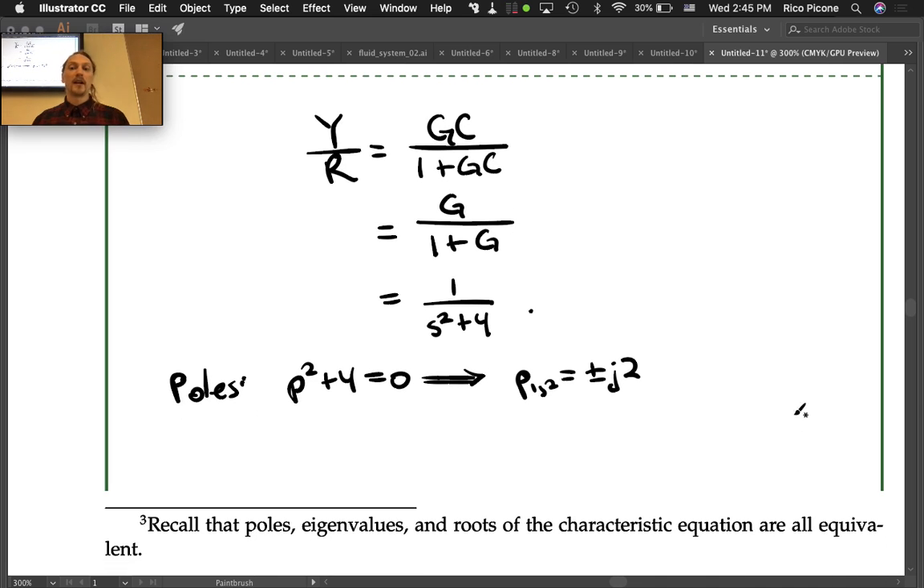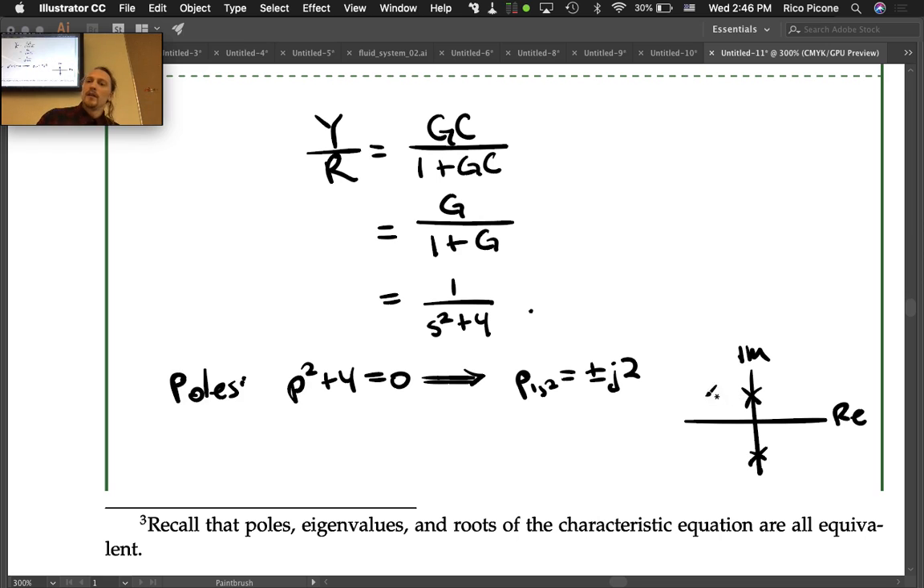Okay, so they're on the imaginary axis. Let's look at them. Let's look at the complex plane. This is the imaginary axis. This is the real axis. So we have a pole here and a pole there, right? So what can we say about the stability of this system? Stable, unstable, marginally stable, can't tell. I'd say marginal because it doesn't have positive or negative real parts.